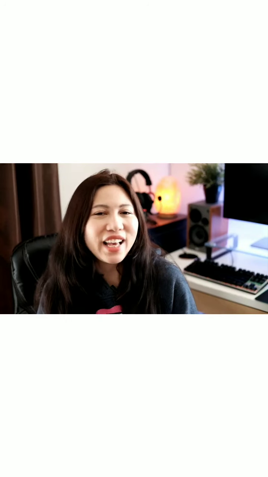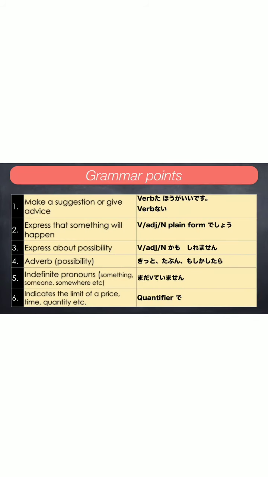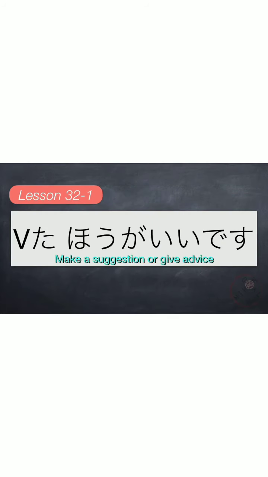はい。じゃあ、大丈夫ですか？それでは、32番の文法を勉強しましょう。Here are the grammar points for today's lesson. The first one is verb た方がいいです. This is used to make a suggestion or give advice.